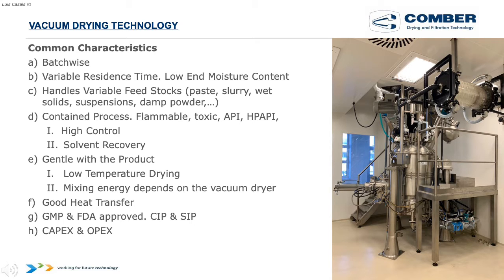Knowing that we work at really low temperature during the drying process, this is a gentle technology. Mixing energy depends on the dryer we choose. Depending on the model, the agitator, etc., we can provide more or less mixing energy. In all different vacuum dryers, heat is transferred through a jacket, in an indirect way, but always by conduction, because the product is always directly in contact with the heated areas.